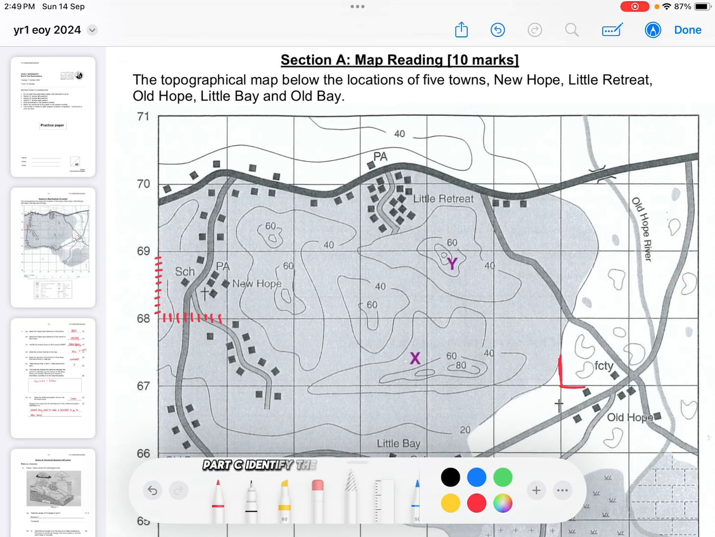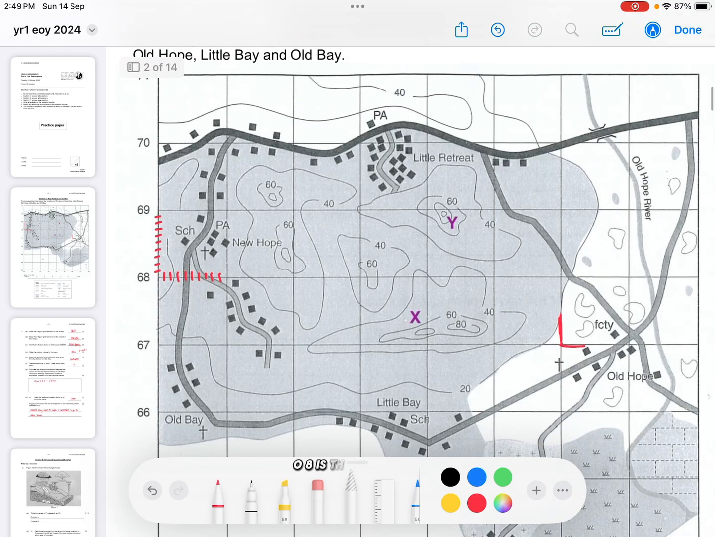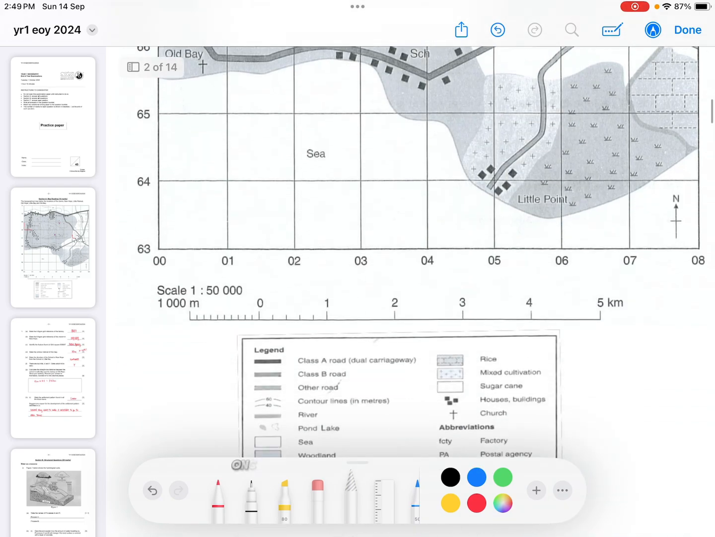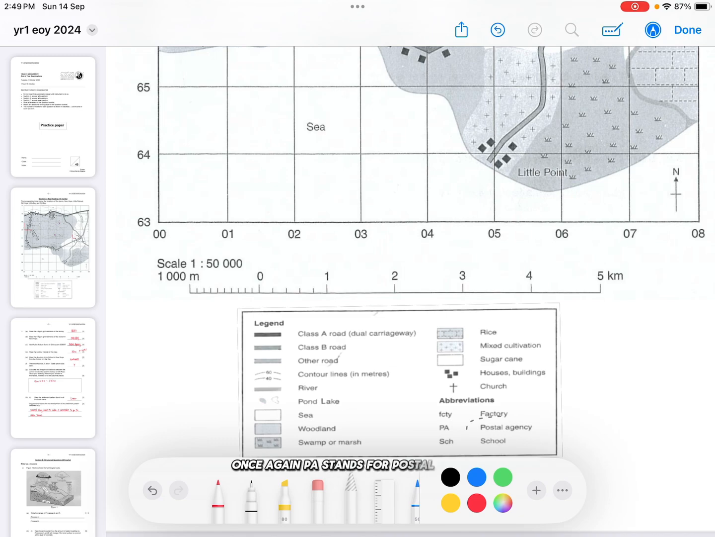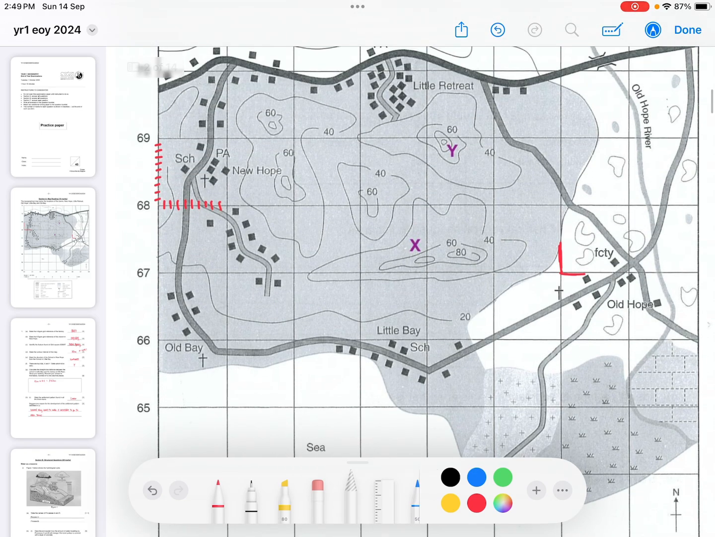Part C. Identify the feature found in grid square 008687. Over here we have 008, this box here. For 687, we count upwards: 1, 2, 3, 4, 5, 6, 7. So over here we have this thing, PA. For your answer you cannot write PA. You need to refer to the legend once again. PA stands for Postal Agency. So part C is Postal Agency.